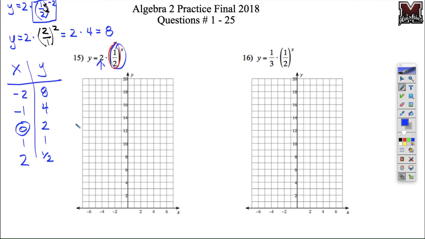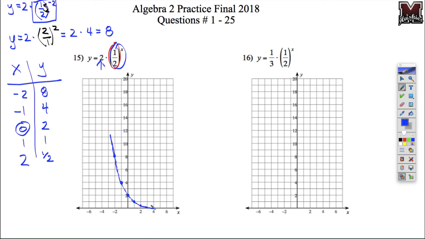Okay, so let's graph these. -2, 8. -1, 4. 0, 2. 1, 1. And 2, 1/2. Right about there. And again, do your best to make a curvy line that goes through these points.